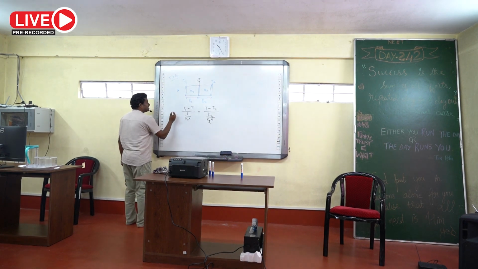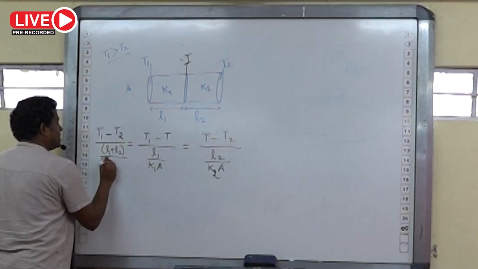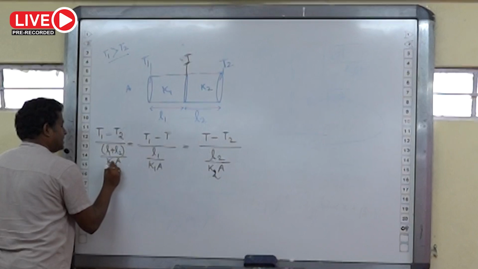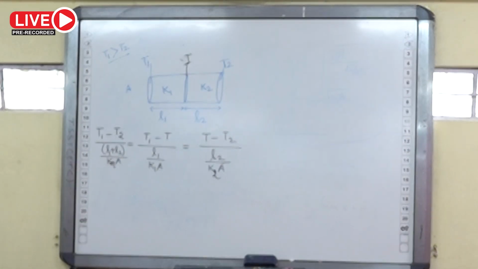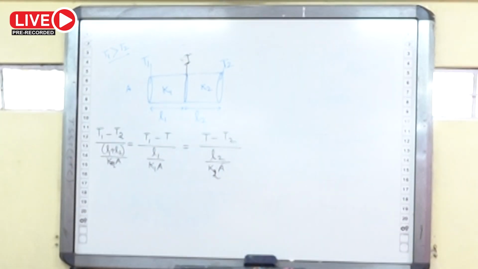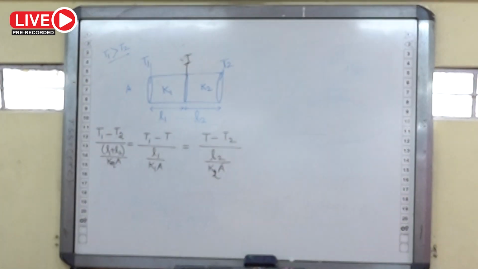Then we can write for that particular slab, it will become (T1 minus T2) divided by (L1 plus L2) divided by K equivalent into A. We consider that if these two slabs are replaced by a single slab having conductivity K equivalent and the same length L1 plus L2 and the same area of cross section, then through this single slab the same current will flow when kept under the same temperature difference, that is T1 minus T2.